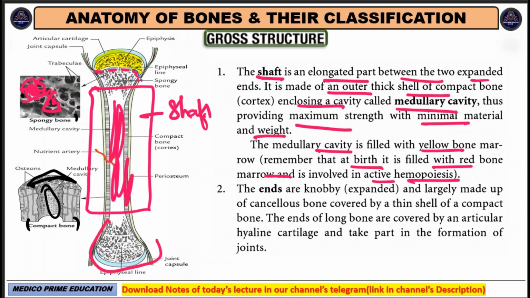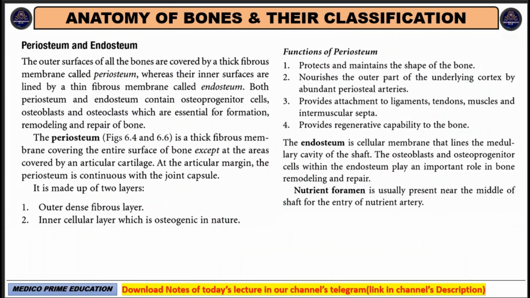At the end, you can see the lobby. It is expanded and largely made up of cancellous bone. So it is made up of what? Cancellous bone, which means spongy bone, and covered by thin compact bone. After that, the ends of the long bones are covered by articular hyaline cartilage. I've already discussed the periosteum. The outer surface of the bones is covered by a thick fibrous membrane called periosteum.